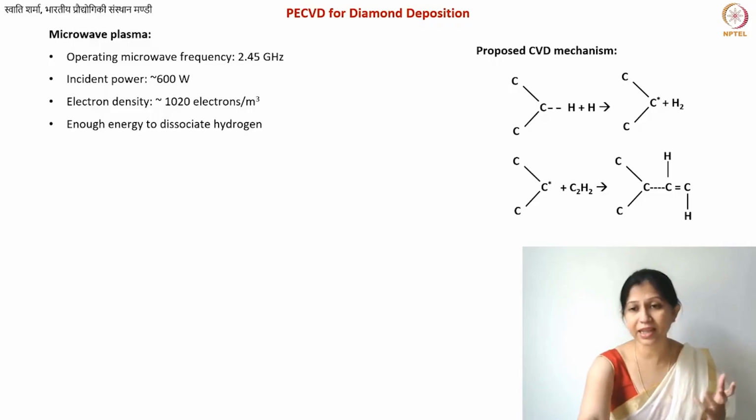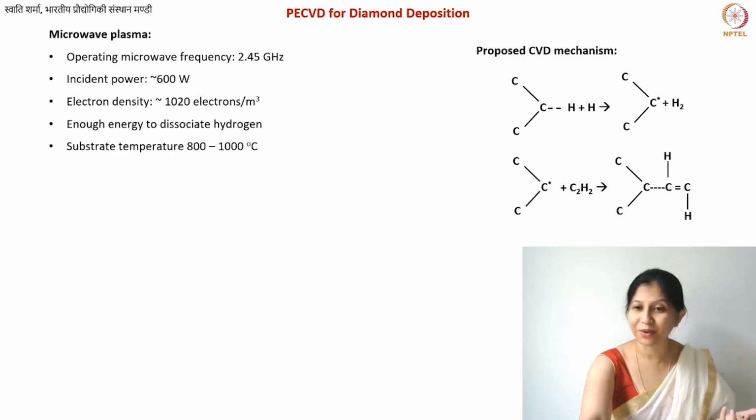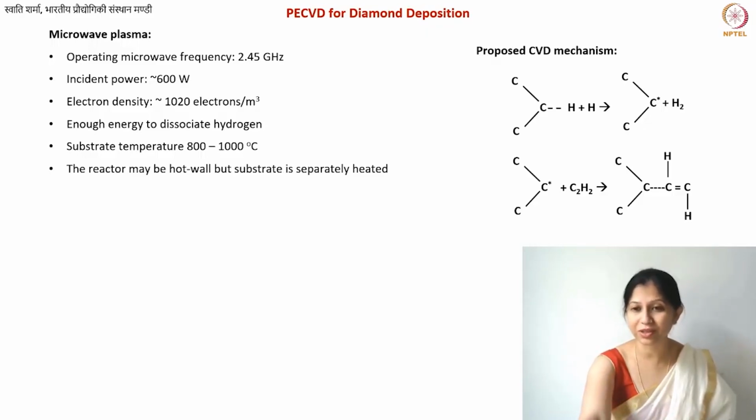The idea is that you need all this high energy because you should be able to dissociate hydrogen, which is not a very common process. You can imagine it requires very high enthalpy and so on. Substrate temperature, as I already mentioned before, should be below 1000 degrees centigrade. Typically between 700 and 900 is the common temperature for substrates.